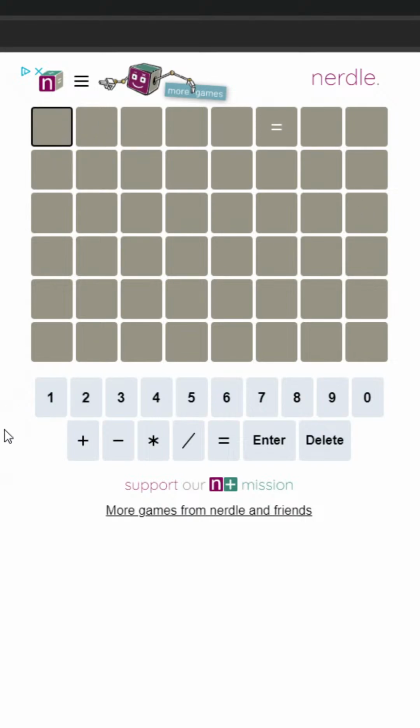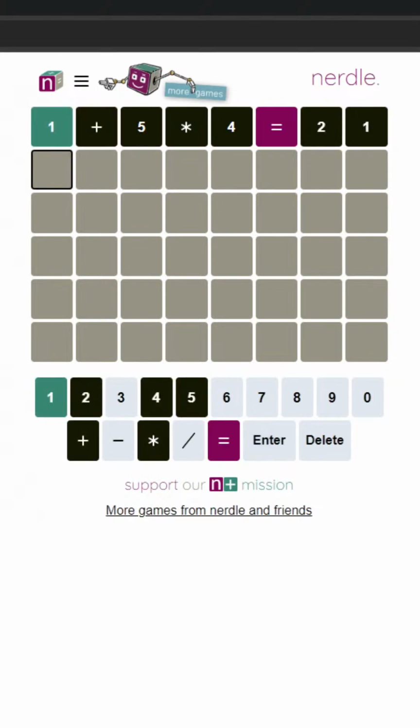Oh wait, I can do like 1 plus 3 times 4 is 13. No, yeah, it is 13. I'm reusing some numbers though. What if I do 5 instead? This would give me 21. Okay, so the 1 is correct. And there is an equal sign somewhere.